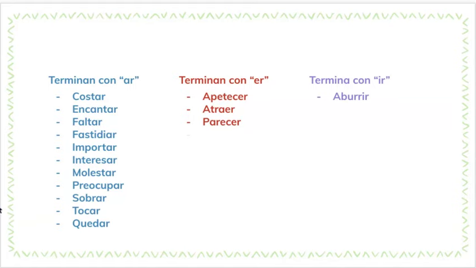Quedar, again, is to remain. Apetecer is like to please or to tempt you. So if you go to a restaurant, the waiter might ask if the dessert is appealing to you. Atraer is attract. Parecer is to seem. And aburrir is from the adjective aburrido, so it bores me. I think it's boring.